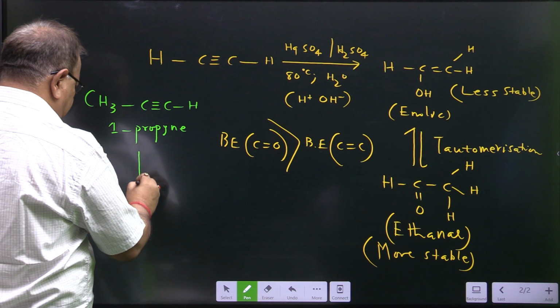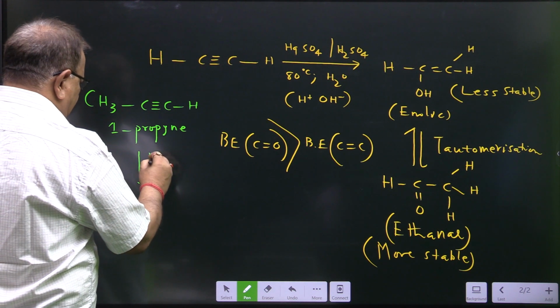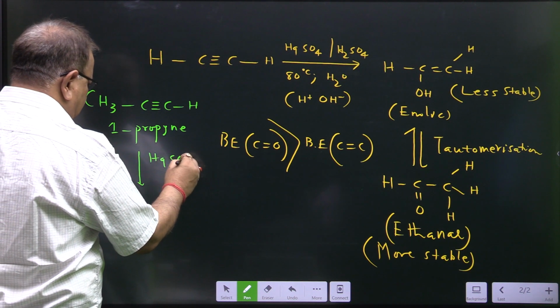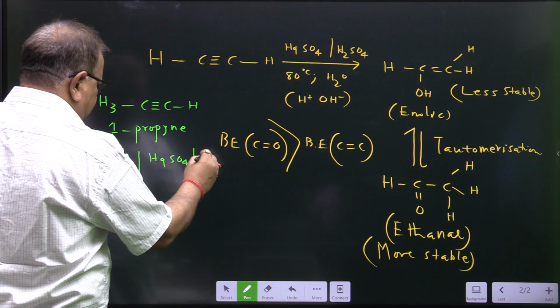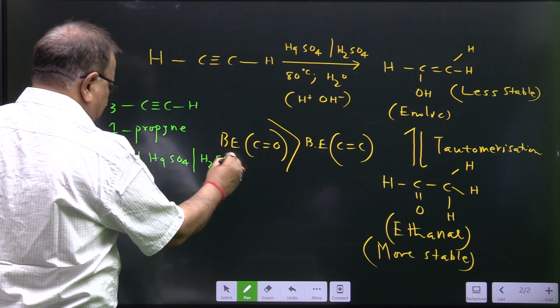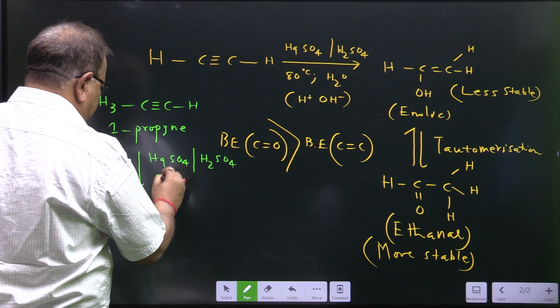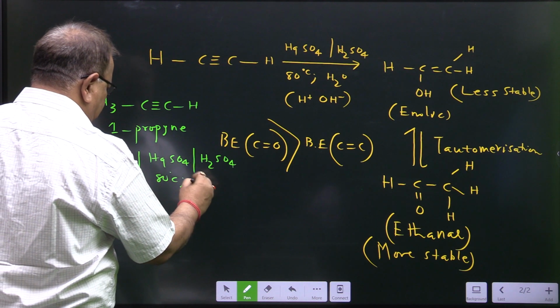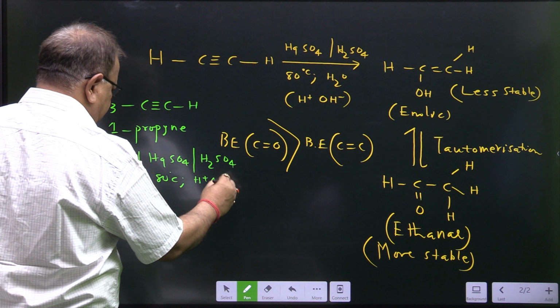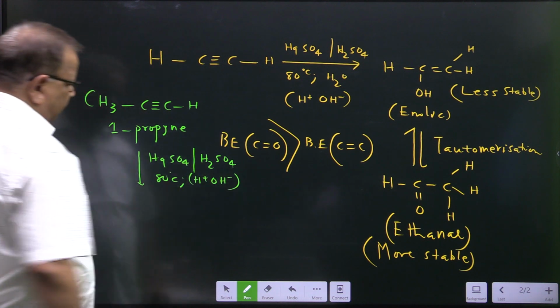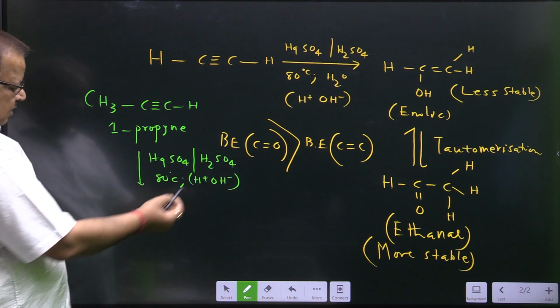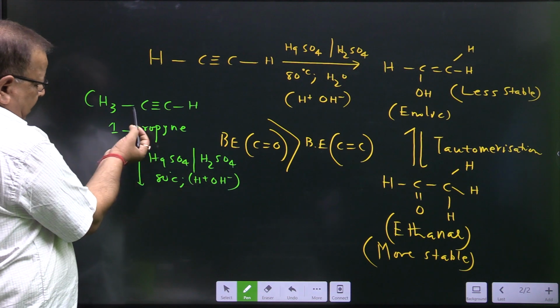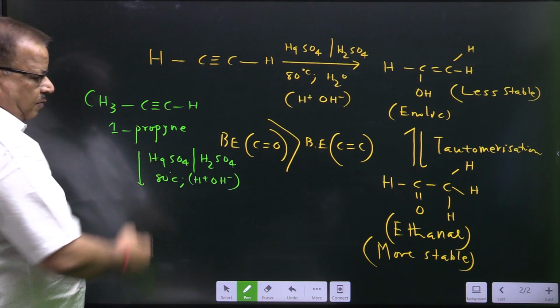It's 1-propyne, with HgSO4 and H2SO4, 80 degrees Celsius, addition of water like this. According to Markovnikov's rule, this nucleophilic attack will be at this carbon where there will be minimum hydrogens.